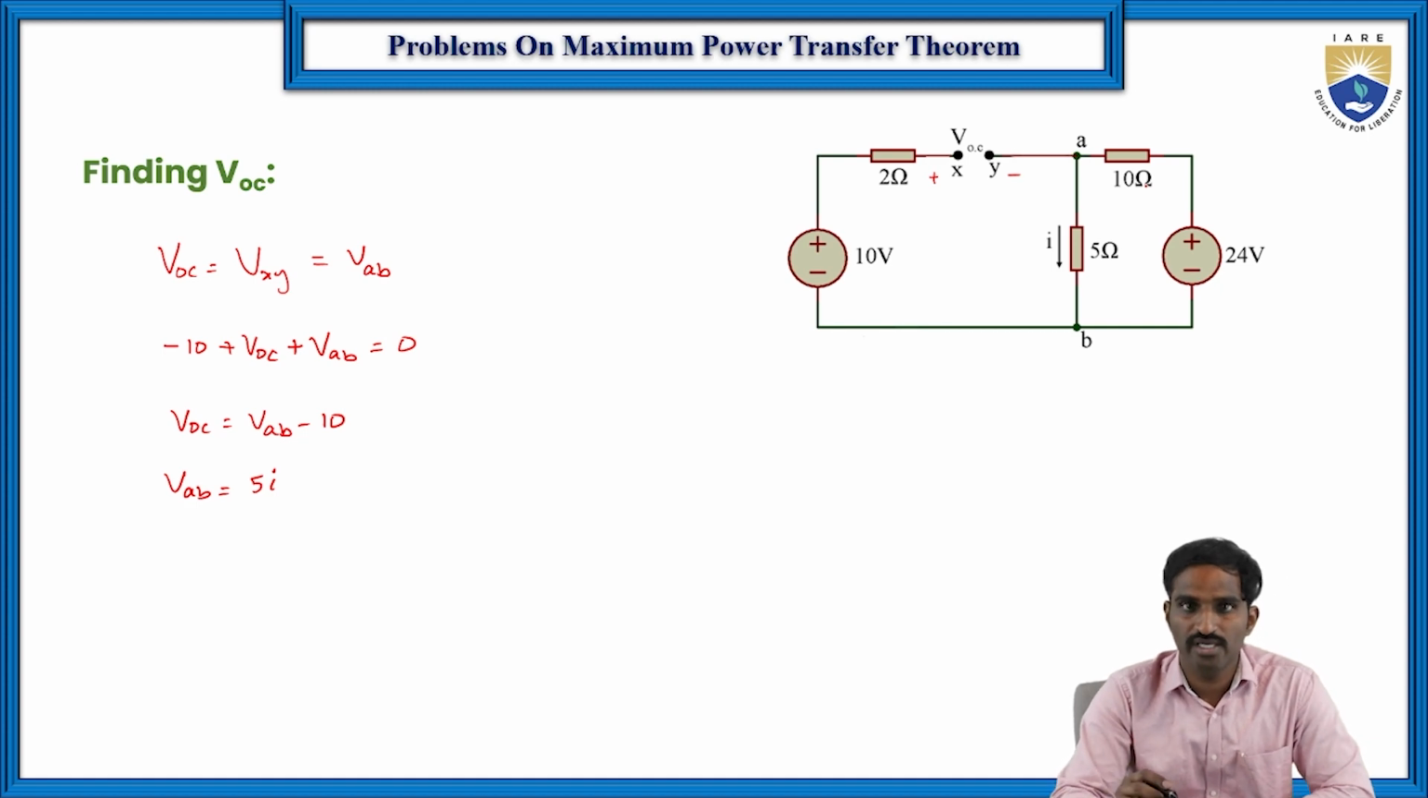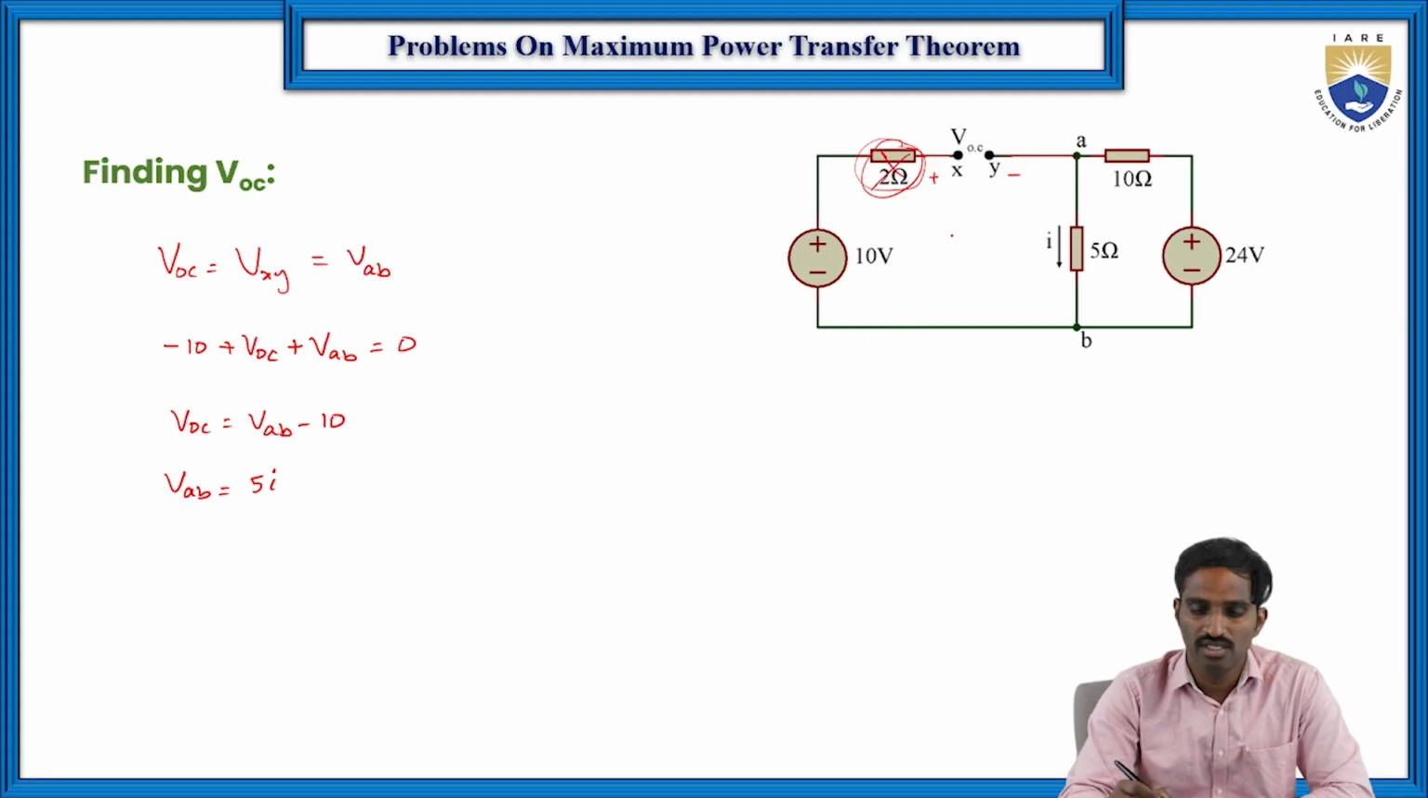Here you may have a doubt: what about this 2 ohms resistor? This 2 ohms resistor is connected to the open circuit, so the current flowing through it is 0. So we should neglect the 2 ohms resistor, because only if there is a current will we get a voltage drop across it. But there is no current because the current flowing through this open circuit is 0, so the voltage drop across it is also 0. That's why we will neglect this 2 ohms resistor.